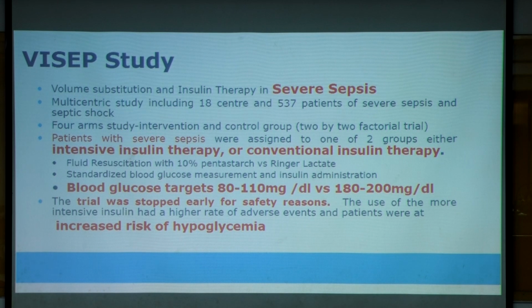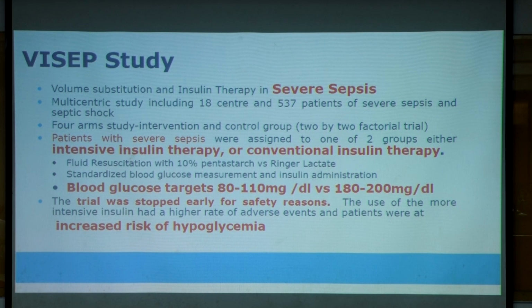So this is the Vijayakumar study, which they did with severe septic patients, with an intensive arm and a conventional arm. The blood sugar target was given as two arms: one was 110 to 180 and the other arm was 180 to 200. What did they find? The trial was stopped early for safety reasons because of the increased risk of hypoglycemia. So this is the danger we encounter by giving a strict blood sugar control.